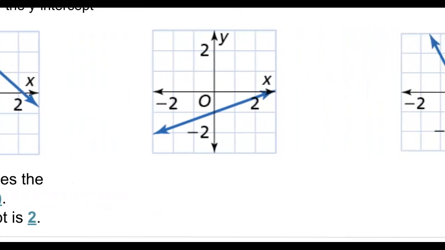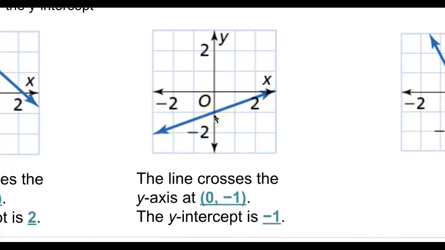Again, we're looking at what number it crosses the y-axis. As we look here, we don't have a number labeling this spot where it's crossing, but we do see that these are going by 2, so this must be 1, or because it's down, -1. So our line crosses the y-axis at the point (0, -1). So we say the y-intercept is -1.